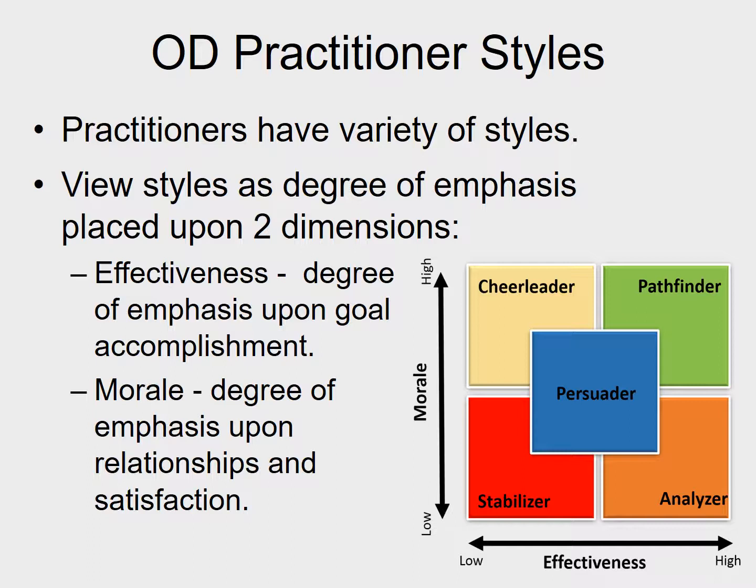And then from those two extremes, we have the cheerleader, which is mainly focused on just morale. So this might be an organization that is quite honestly very effective. The productivity is high. It's got a good market share. There's no problems there. But for whatever reason, there may be some morale issues. So a cheerleader would be a good practitioner style. You're focusing on increasing the morale. Likewise, you might have an organization where morale is fine, but productivity is dropping and the market share is shrinking. That might be a situation where you'd want the analyzer.